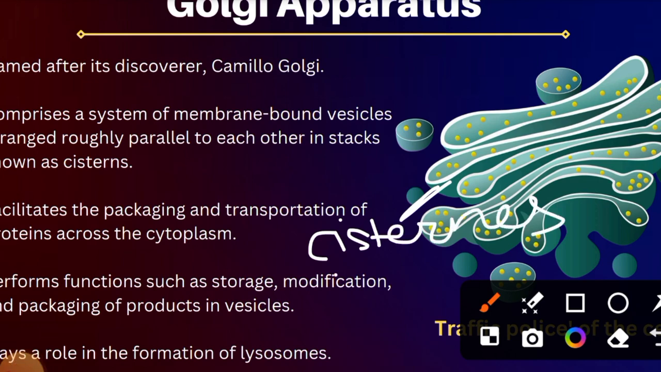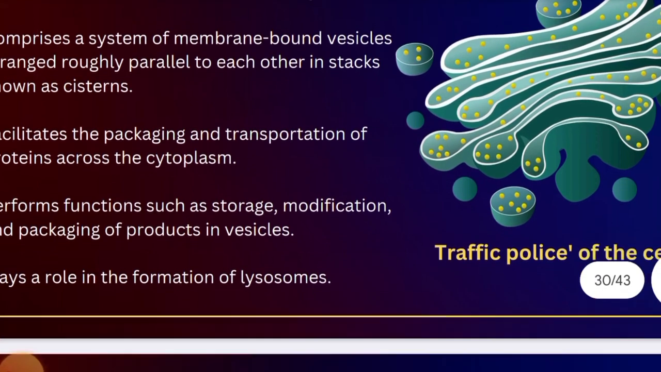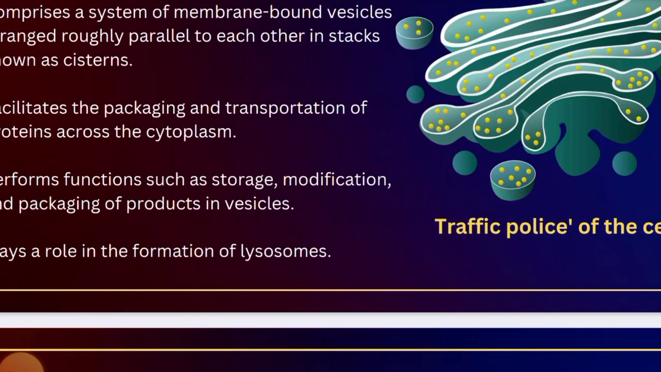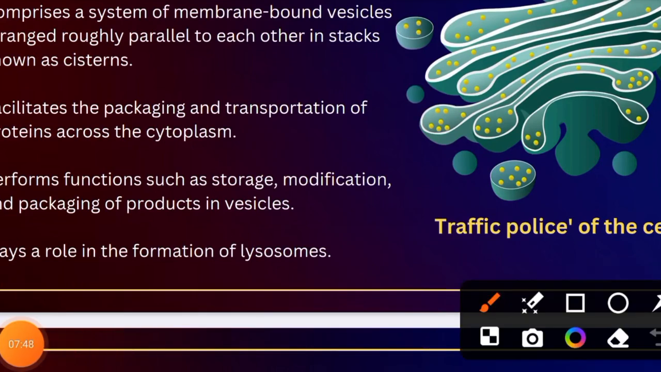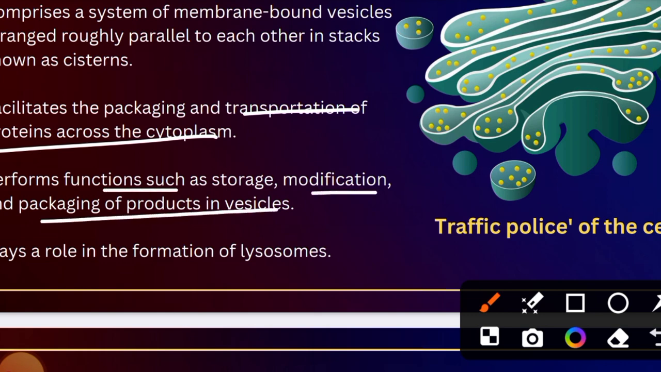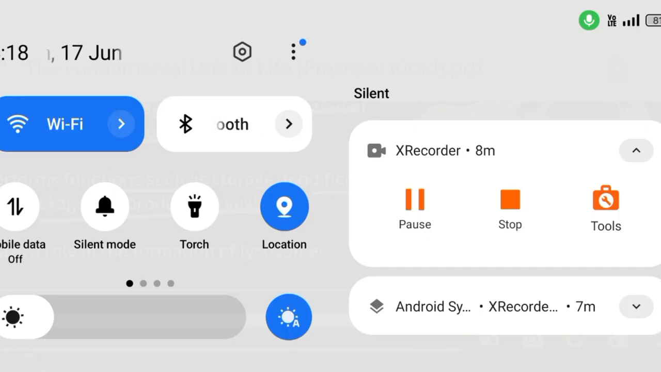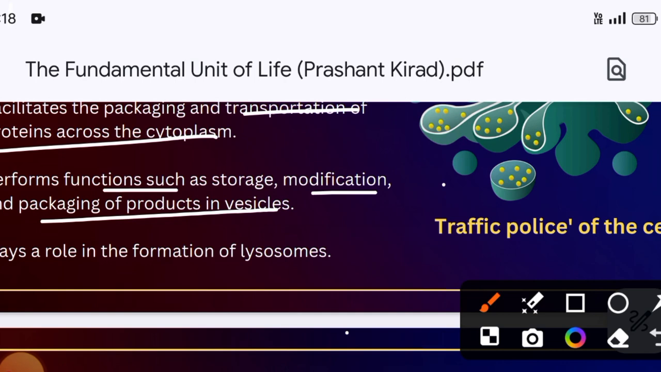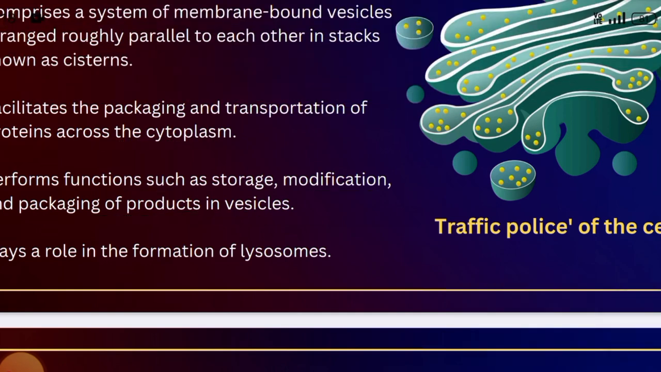Or cisterna, anything. It facilitates the packaging and transportation of protein across the cytoplasm. So rough endoplasmic reticulum passes the protein inside this Golgi body, and the Golgi body helps in transportation of the protein across the cytoplasm. It performs functions such as storage, modification, and packaging of products of vesicles. So it helps in storage of several things, it helps to modify things, and also helps in packaging and transportation. Basically it floats in the cytoplasm.